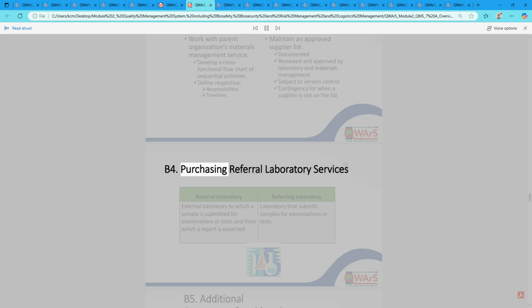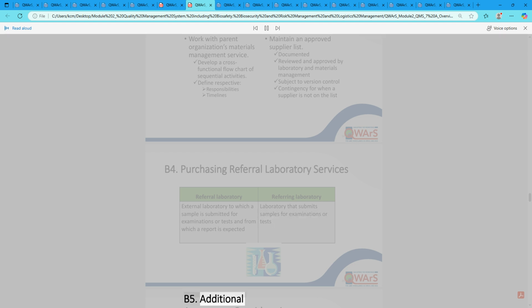B4. Purchasing referral laboratory services. Referral laboratory: external laboratory to which a sample is submitted for examinations or tests and from which a report is expected. Referring laboratory: laboratory that submits samples for examinations or tests.